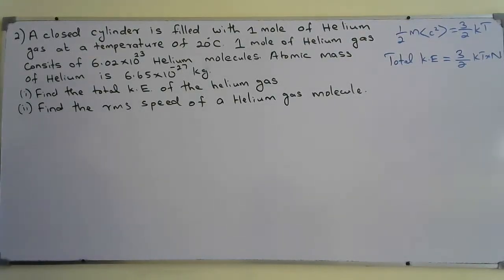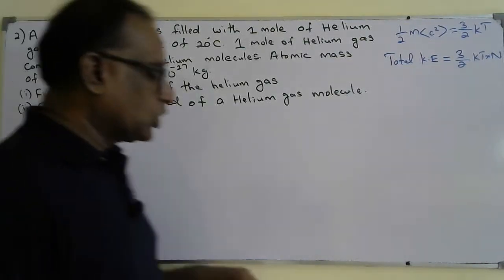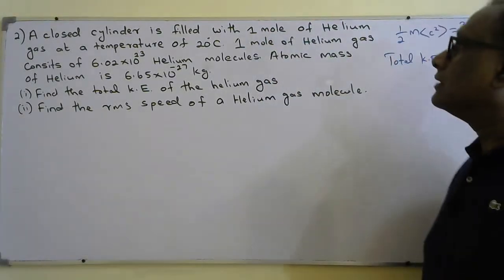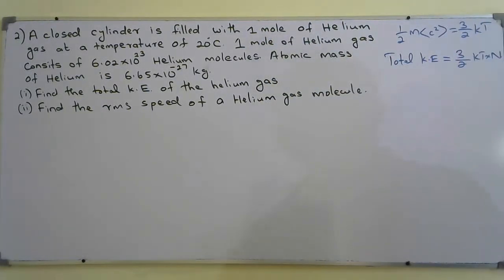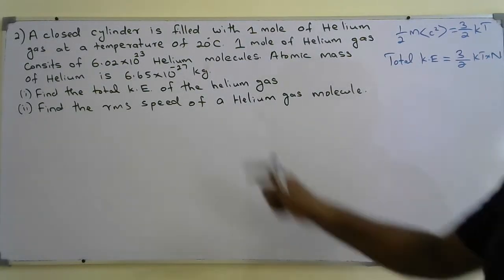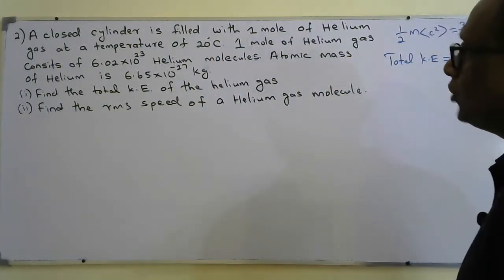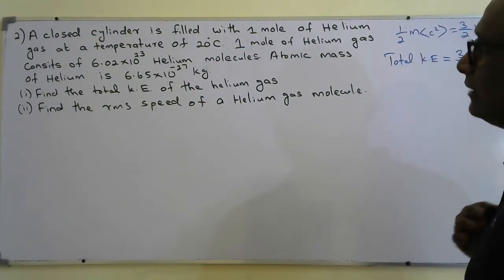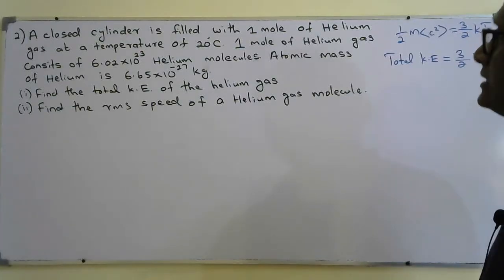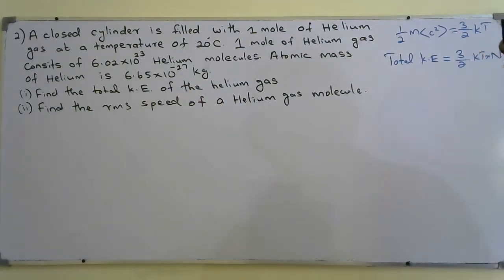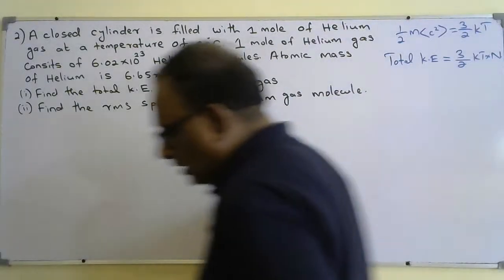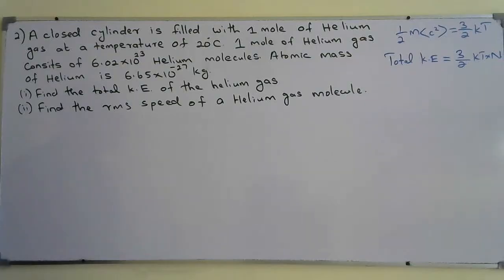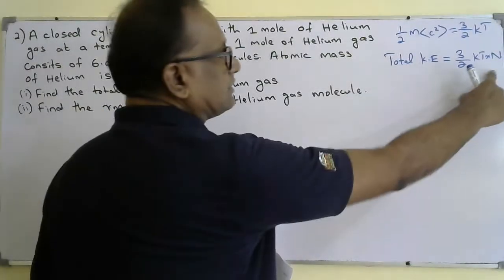Square root of it, when you take, it becomes meter per second. Okay, so the second question, a closed container is filled with 1 mole of helium gas at a temperature of 20 degrees Celsius. 1 mole of helium gas consists of 6.02 into 10 to the power 23, Avogadro number, helium molecules. Atomic mass of helium is given, that's the mass of one helium molecule is given. So find the total kinetic energy of the helium gas. So total kinetic energy means total average kinetic energy, we need to find it.